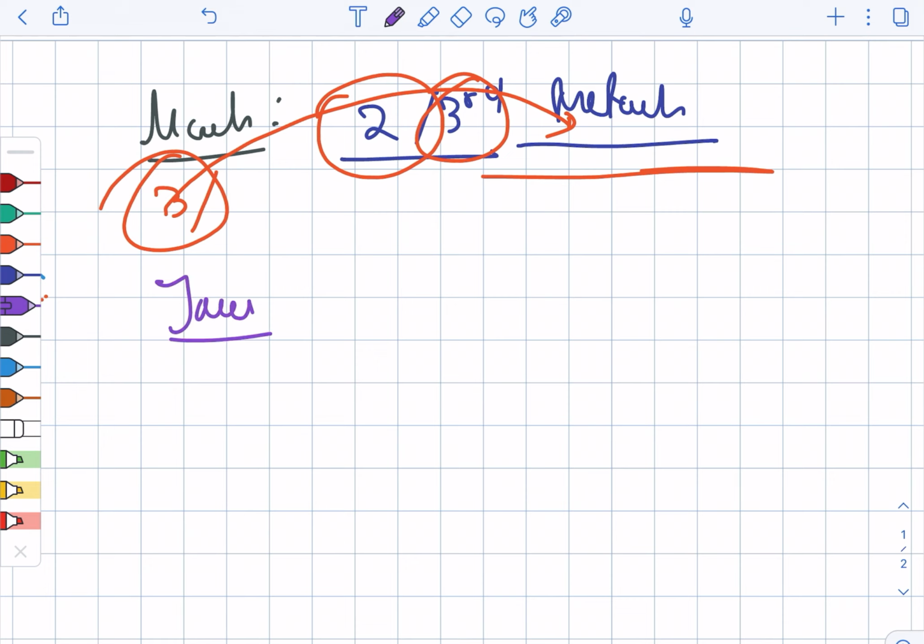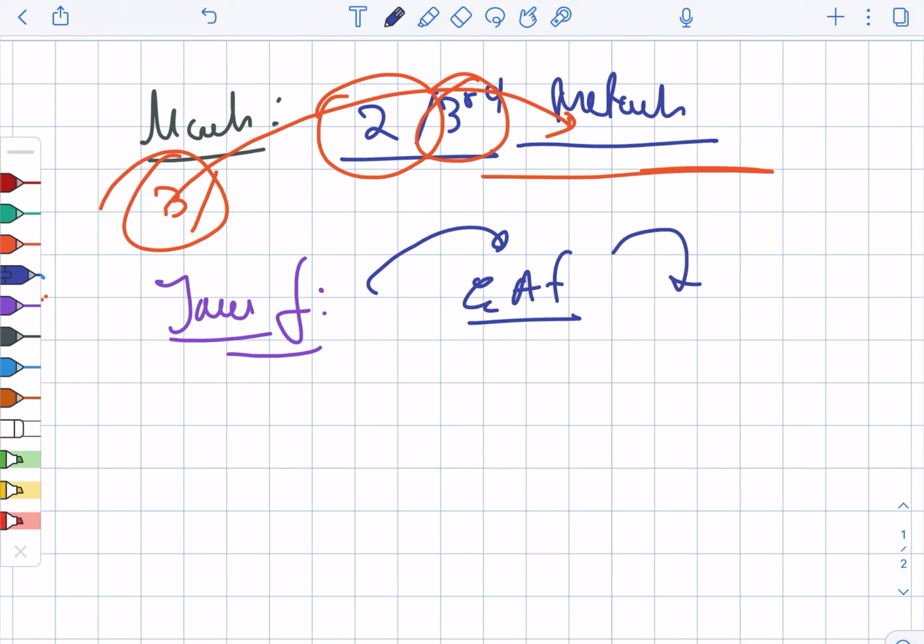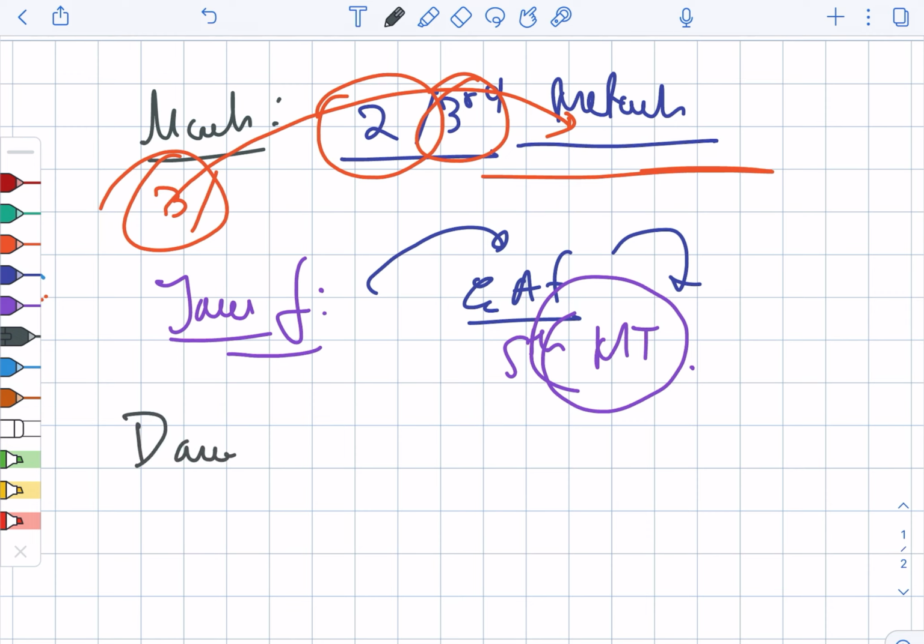Then comes the Jones fracture. In case of the Jones fracture, it is an extra-articular fracture, and this is at the base of the fifth metatarsal. Next, looking at Dancer's fracture. This is a fracture of the distal shaft of the fifth metatarsal.